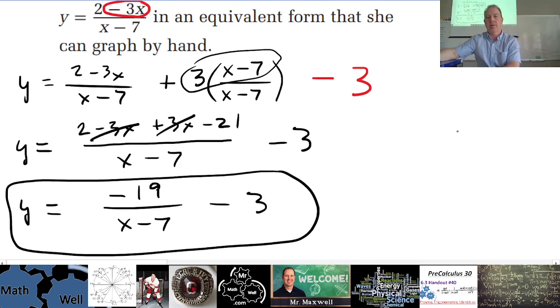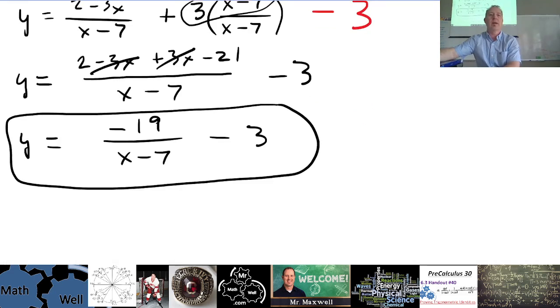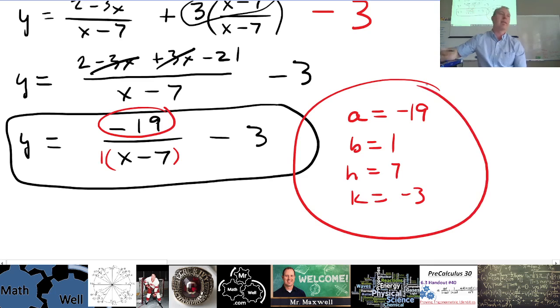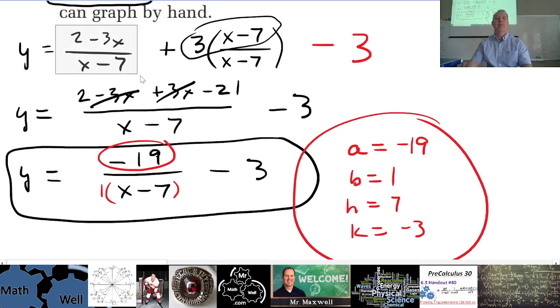Voila, however you actually pronounce that. I've changed this rational function into the format that helps us to identify that a is negative 19 right here. B is, well, it would be 1 down here. h is, well, it's minus h, so that's actually positive 7 technically. And k is minus 3. So we can now identify all of our transformations, which you would not have been able to do given this alone right up here.